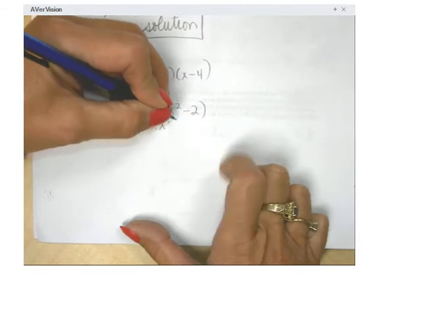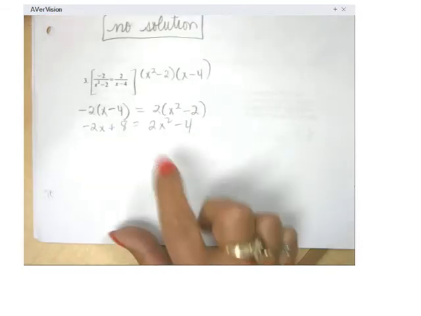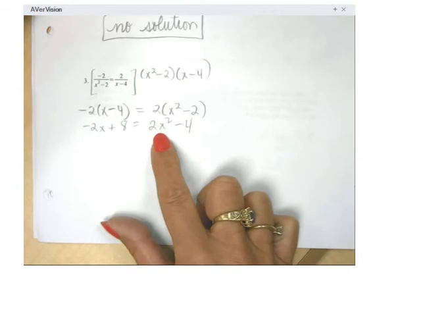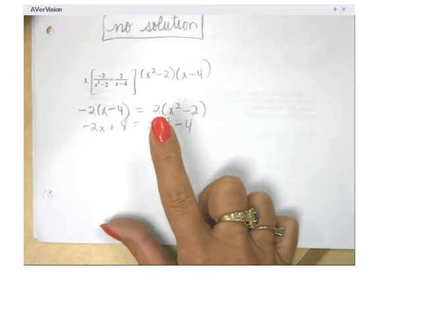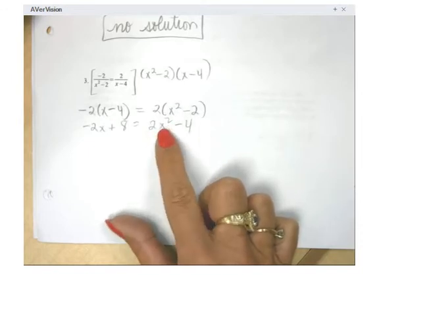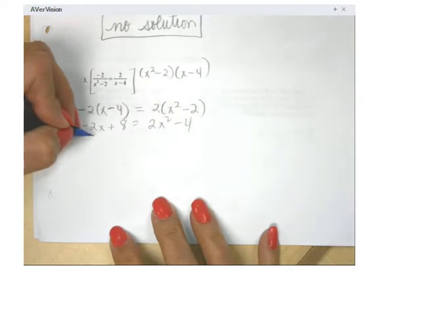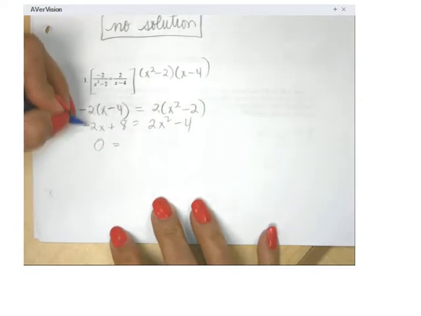Okay, so let me distribute. So I have negative 2x plus 8. I have 2x squared minus 4. Now, this square is not canceling out, which means I know automatically I'm going to have to set this equal to 0 and either factor it or use the quadratic formula. And I'm going to try to factor it.